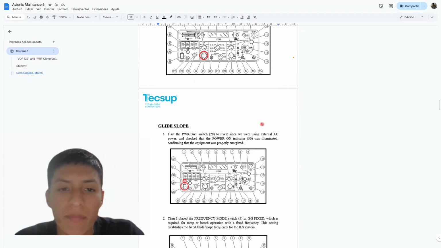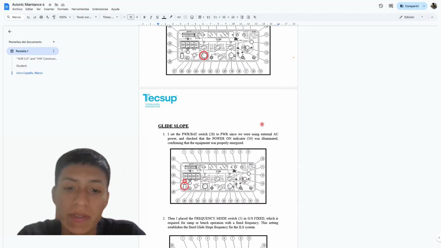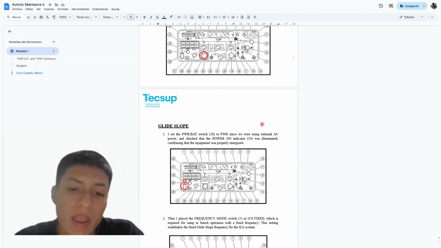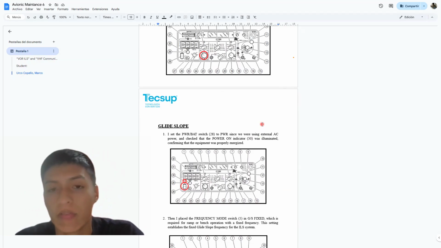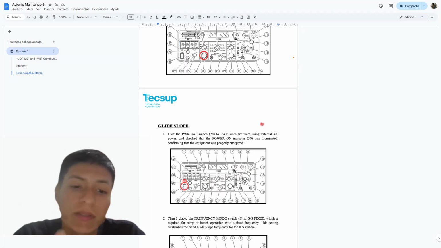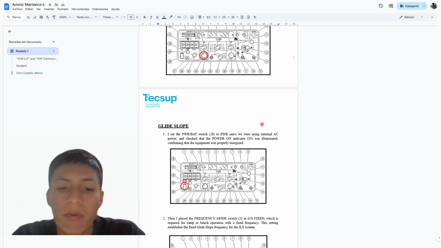Now, using the NAP 402 generator, I selected localizer fixed mode, adjusted the DDM control, and observed the deviation: the dots moving left or right on the instrument, on the CDI or HSI in the Garmin. Then I switched to glide slope fixed mode, adjusted the GS DDM control, and saw how the dots move vertically, representing the aircraft being above or below the ideal glide path.